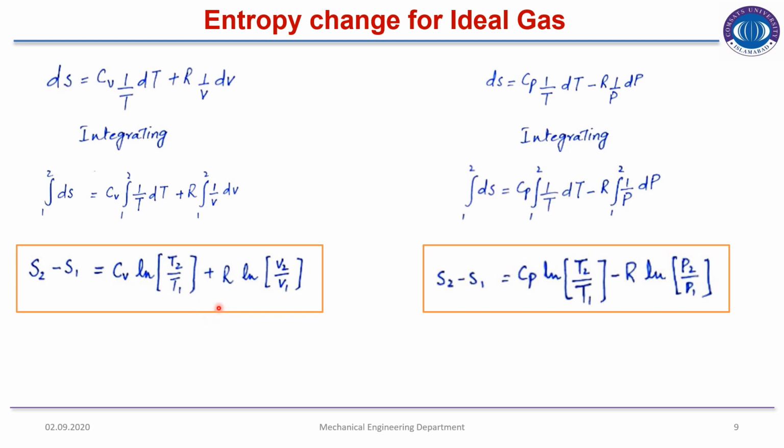We will find another expression as well for the entropy change for ideal gas. Here you must remember that these are very important relations to find the entropy change for ideal gas. If you look closely, the expression one, we call that equation A, and that is equation B.